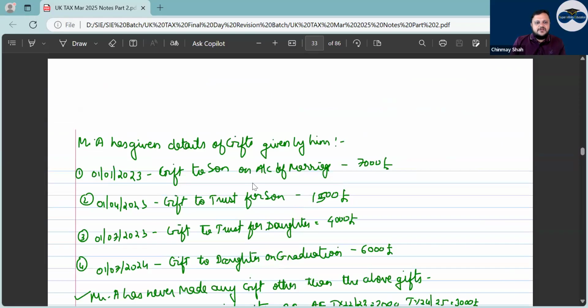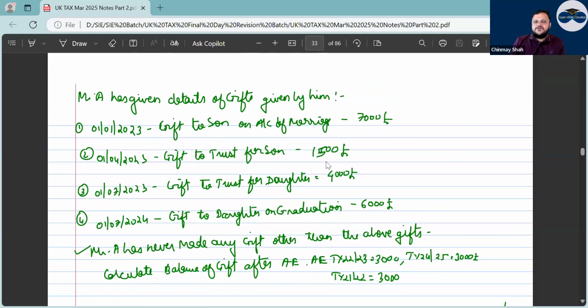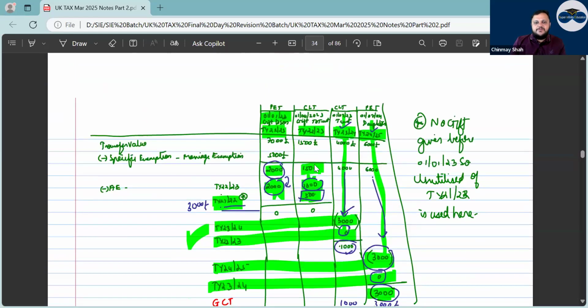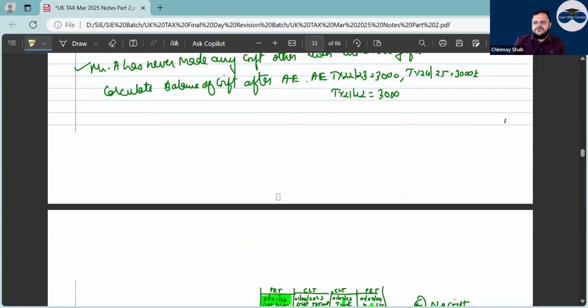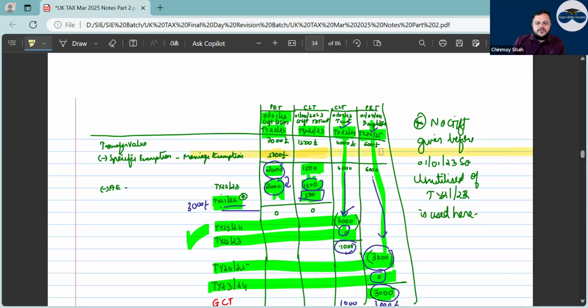Now have a look, this question I have taken: gift to trust for son of 1,500. In that case, no specific exemption, correct? First was a gift to son on marriage. On this you got 5,000 exempt. Here there is no exemption. Here the CLT also has no exemption. The last transaction of 6,000, gift to daughter on graduation, has no specific exemption, so 0.